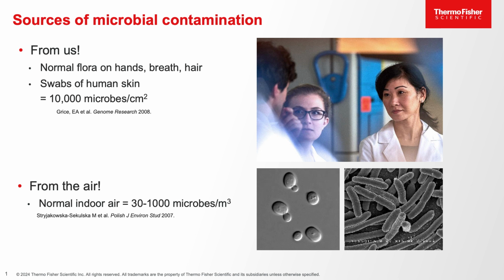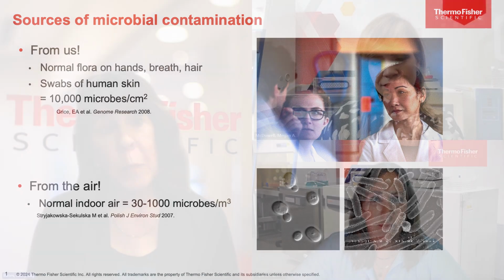As humans, we all carry 10,000 microorganisms per square centimeter on our skin, and normal indoor room air contains 30 to 1,000 microorganisms per liter of air. So these numbers are based on published peer-reviewed studies, and I think it kind of helps explain where contamination comes from. Oh, I didn't realize so many microorganisms lived on my skin. I kind of feel like I need to go take a shower.